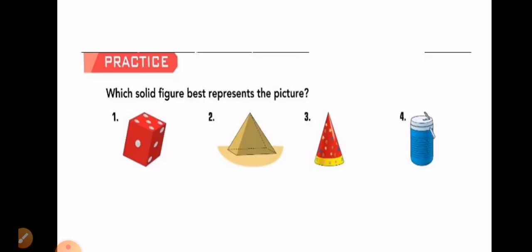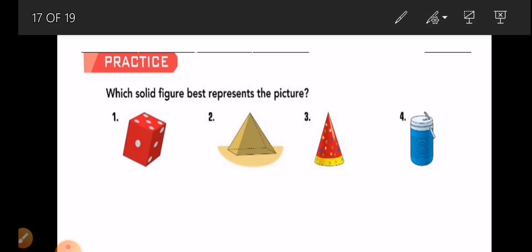Let's see the questions in your book. Now, which solid figure best represents the pictures? It means these pictures are the shape of a solid figure, and I want to tell which solid figure each one is. So for example, number one, what is this? Yes, this is a cube. If all the sides are equal, we will call it a cube.